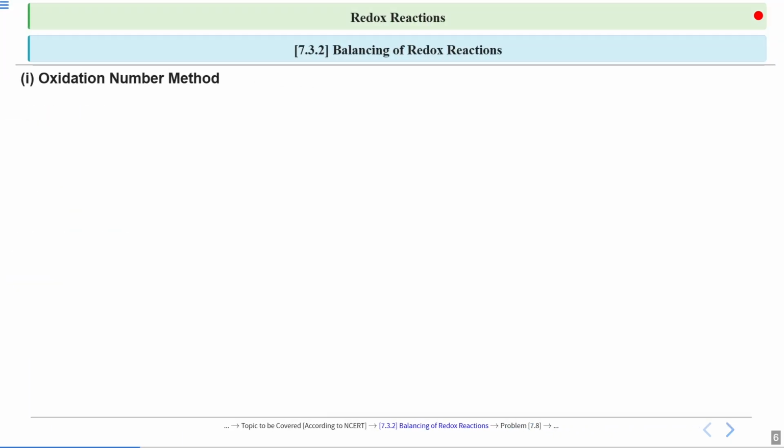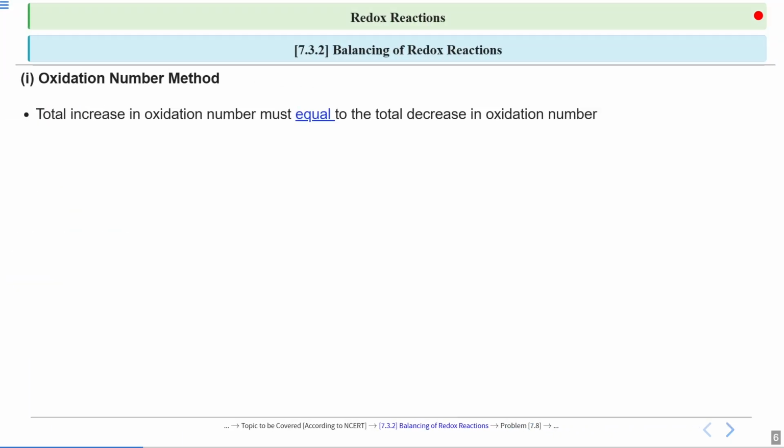In the oxidation number method, the total increase in oxidation number must be equal to the decrease in oxidation number. This is the general formula for the oxidation number method: the total increase in oxidation number must equal the total decrease in oxidation number taking place in a chemical redox reaction.